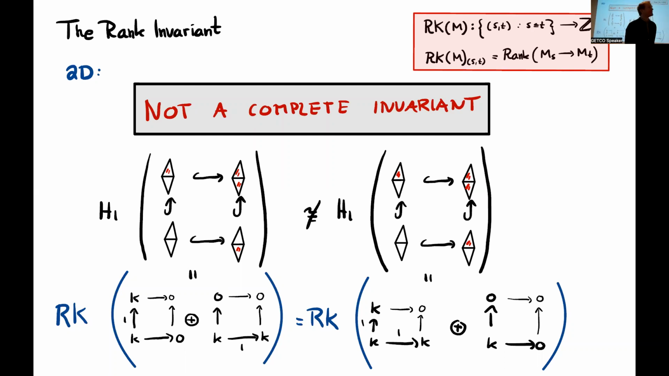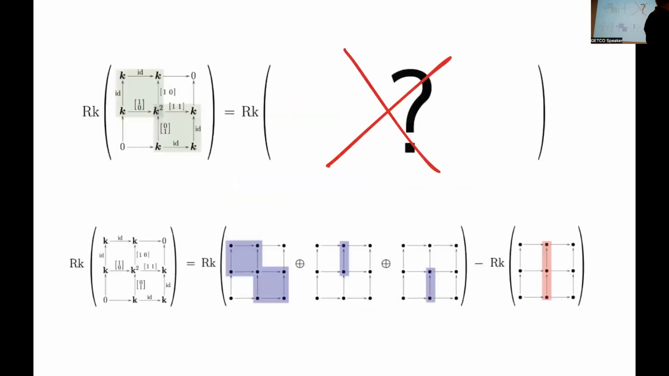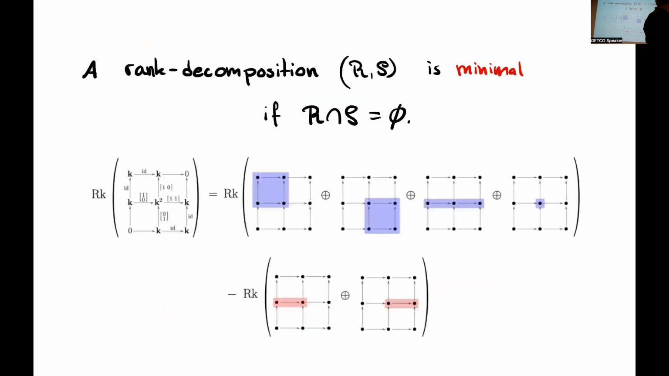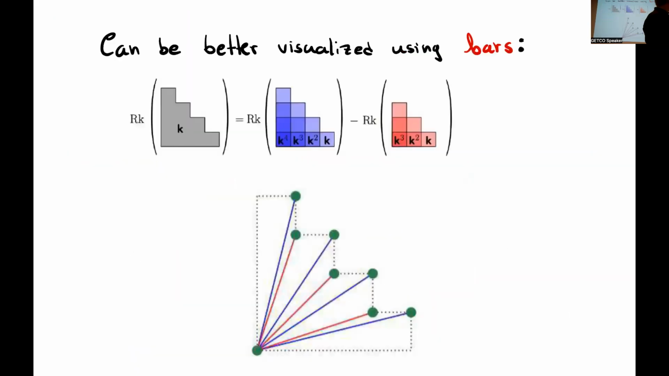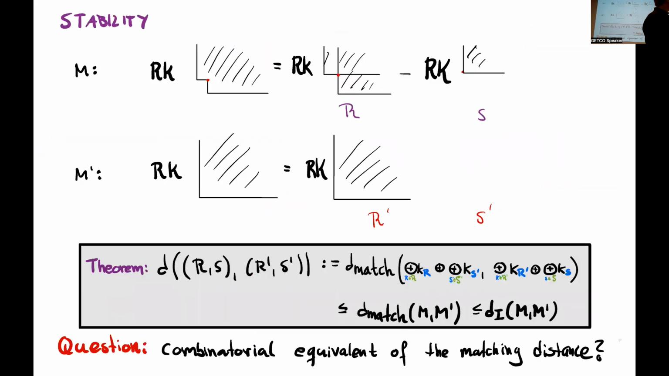Questions? Yes. Thank you, Michael. Can you tell me more about the inequality between the matching distance for the sign barcode and the matching distance for the rank invariant? It is counterintuitive to me that the one for the sign barcode is smaller than the matching distance.